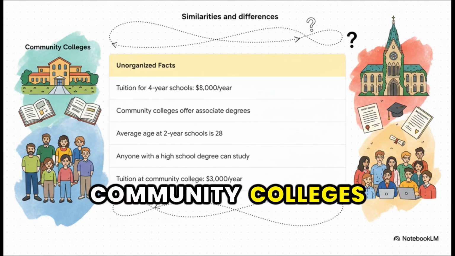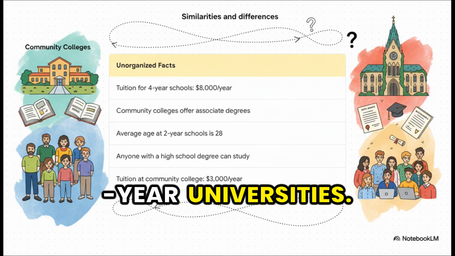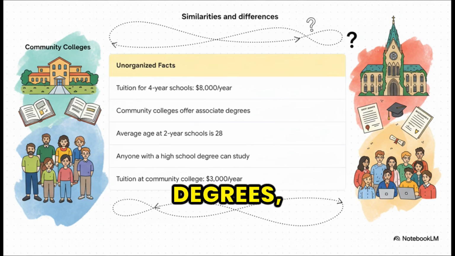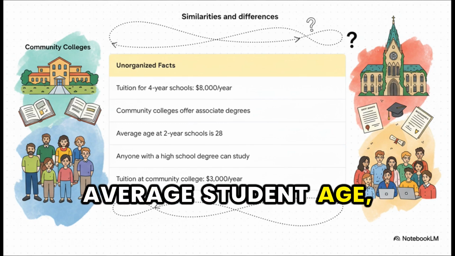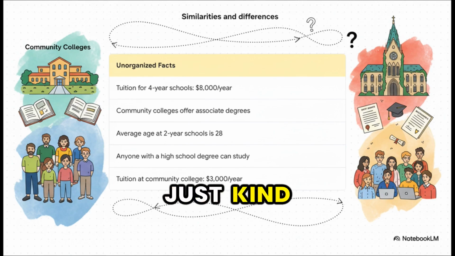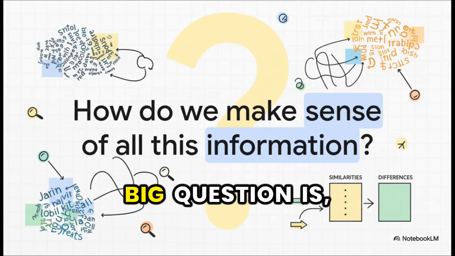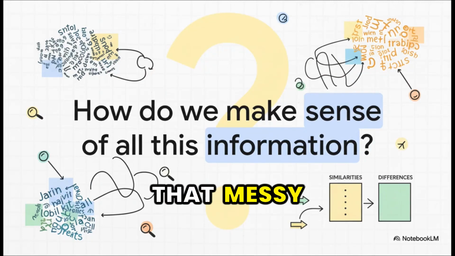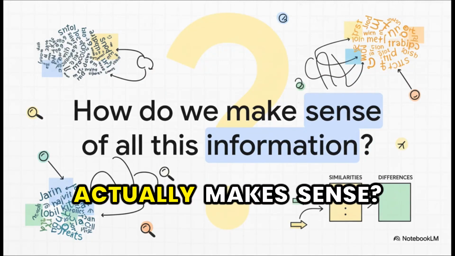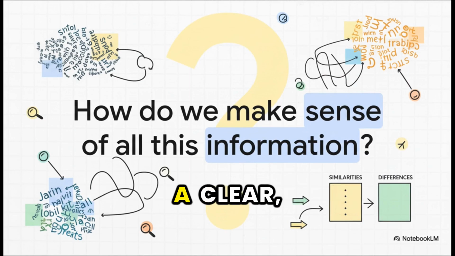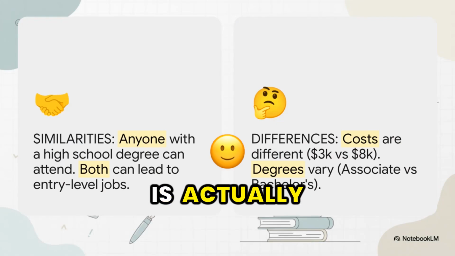Here we're looking at community colleges versus 4-year universities. We've got stuff about tuition, degrees, average student age, who can get in. It's all just kind of thrown together. So the big question is, how do you turn that messy list into something that actually makes sense? How do you create a clear, organized piece of writing out of all this? Well, the answer is actually really simple.